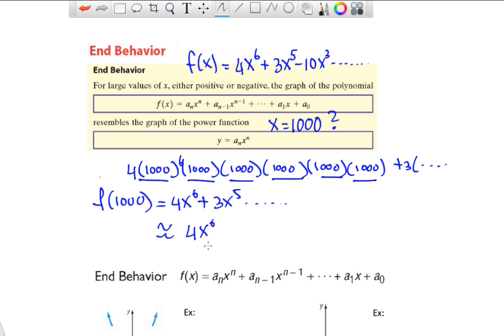And we know what 4x to the 6th does, because that's a power function. A 4x to the 6th would have a dot initially here and here. So it goes through 0, 0, and then it goes through 1, 1, but then the 4 makes it go through 4.